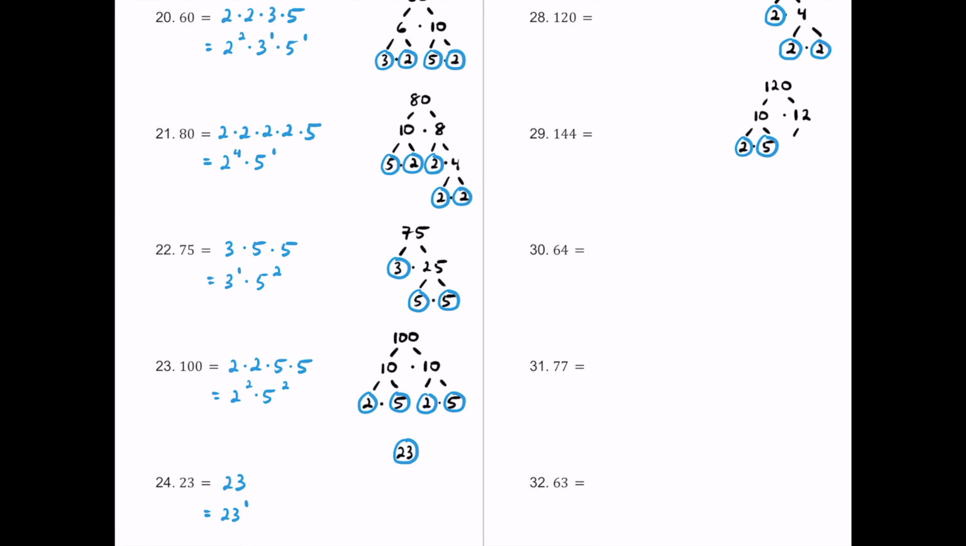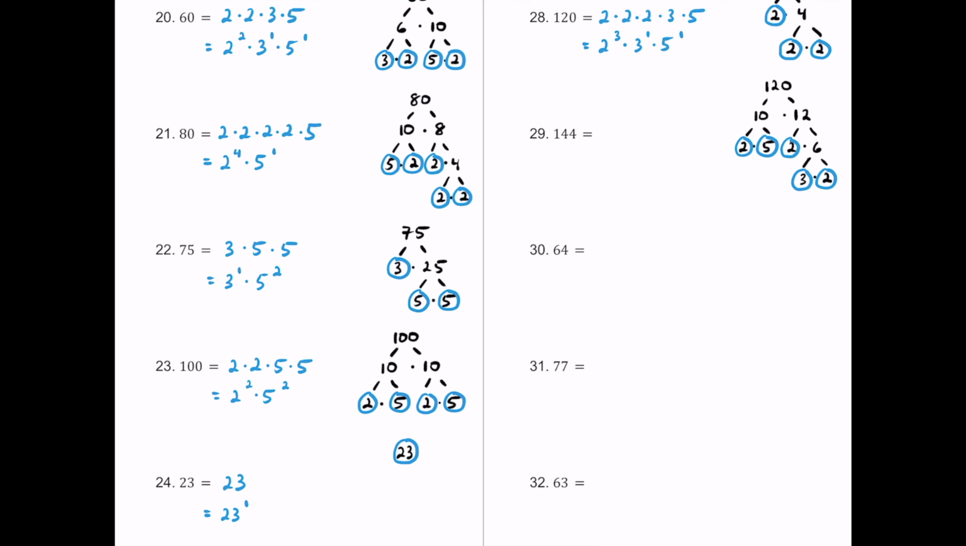12, I'm thinking maybe 2 and 6. And 2 is prime. And 6, I'm thinking 3 and 2. Going to go ahead and circle that 3 and circle that 2. And so for 120, it looks like we have a 2, a 2, a 2, a 3, and a 5. And so basically using exponents, we can say there are 3 of these 2s multiplied by 1 3 and 1 5.